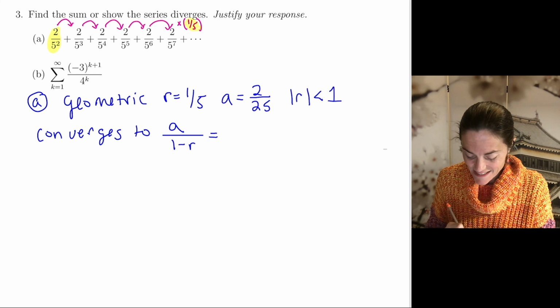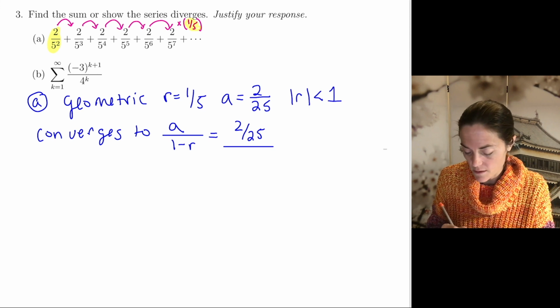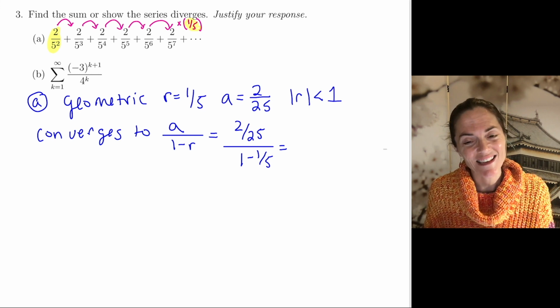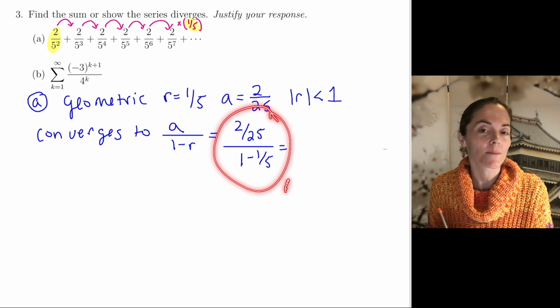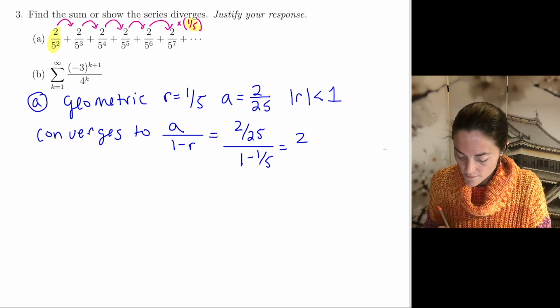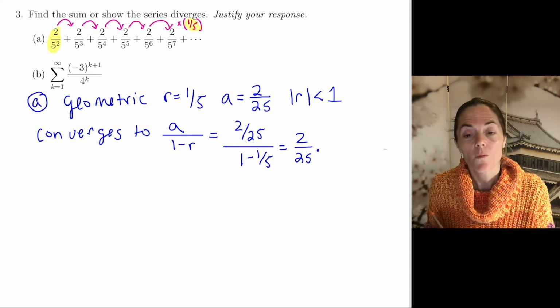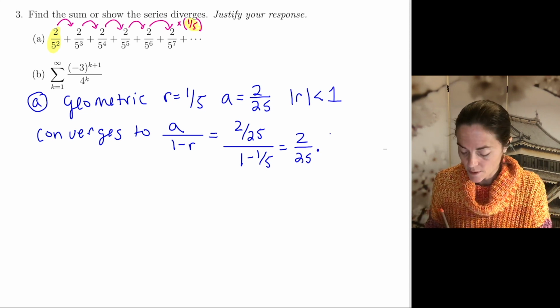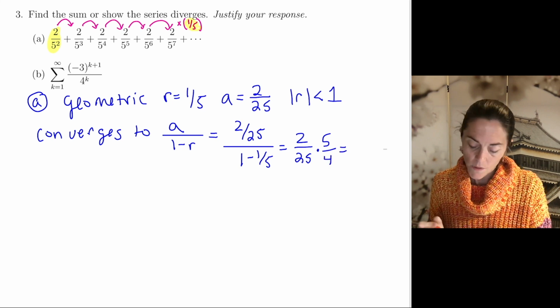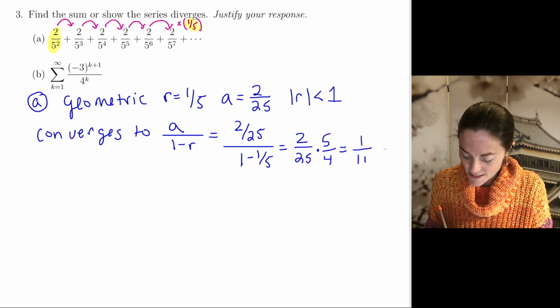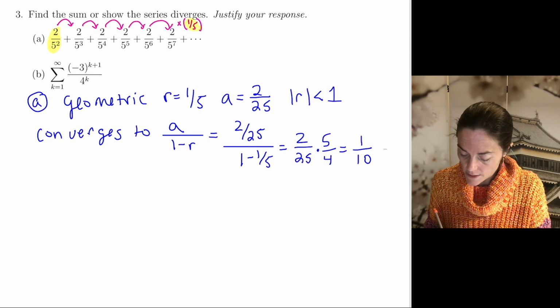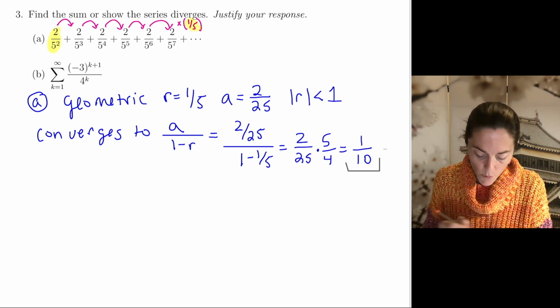And we can calculate this. This is 2/25 divided by 1 minus 1/5. Now, don't leave your answer like this, right? Do not leave your answer like this. We're going to leave this as, say, an integer or a simplified fraction. So we have 2/25 times, well, it's a 4/5 in the denominator. So I multiply by 5/4. Note that this is just 1/10. So we have 1/10. This is the sum of the series in letter A. Now let's move on to letter B.